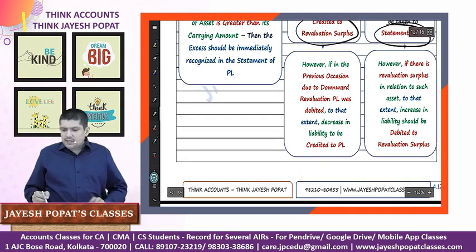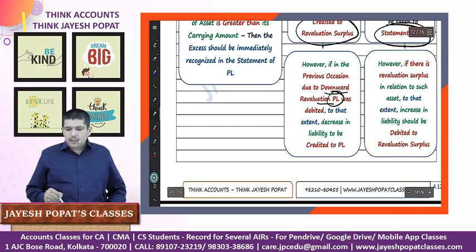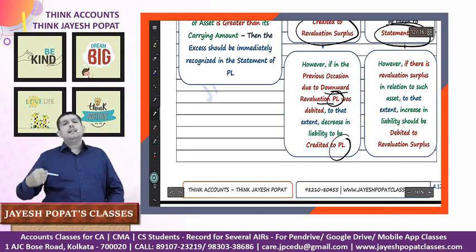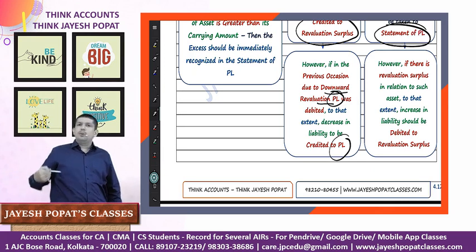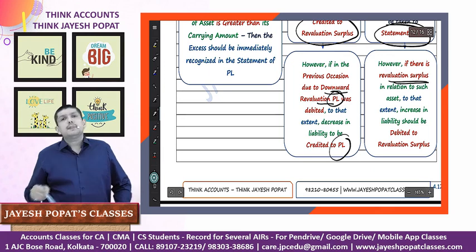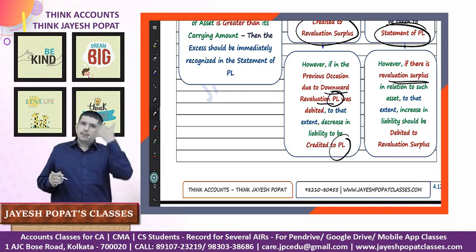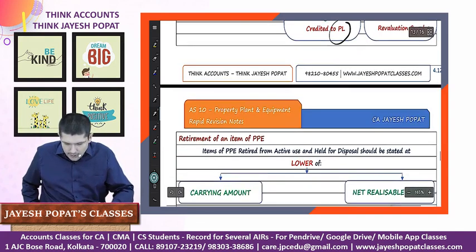Higher, but in the previous occasion, there was a downward revaluation and it was debited to the PL, then to that extent you credit to the PL, and if you need to credit more, you will choose revaluation surplus. Same way, if there was a revaluation surplus in the earlier period, first you will debit the revaluation surplus. Any debit more than the balance in the revaluation surplus will be debited to the statement of profit and loss.